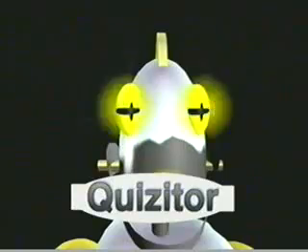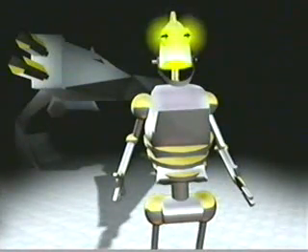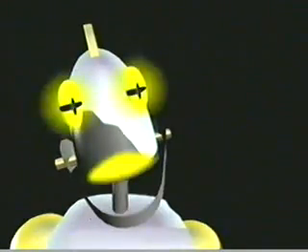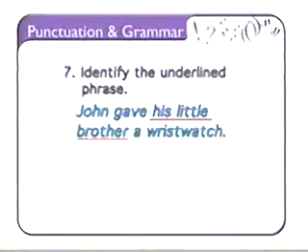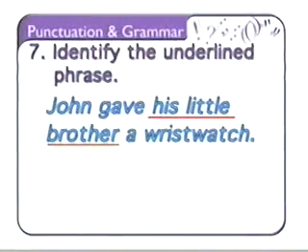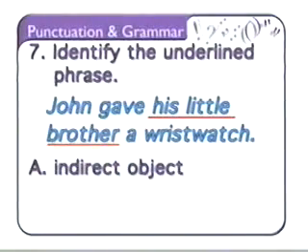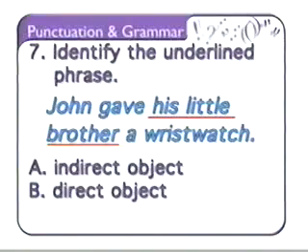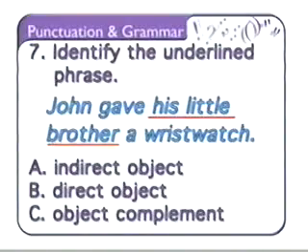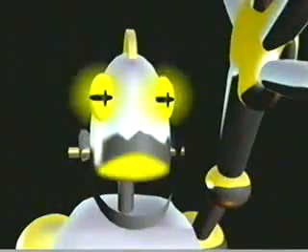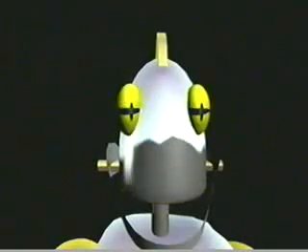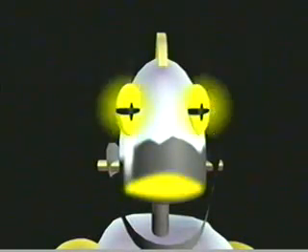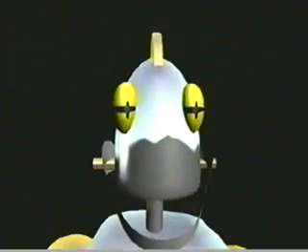Hello, I am Quizzitor. I am about to show you another question. Please get ready. Identify the underlined phrase. John gave his little brother a wristwatch. A. Indirect object. B. Direct object. Or C. Object complement. How did you do? Please write your answer down and await further instructions. This is Quizzitor, logging off.